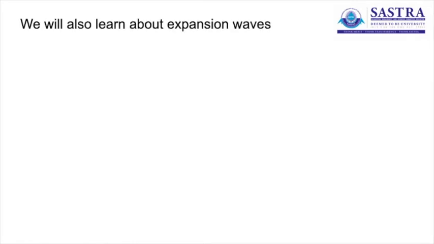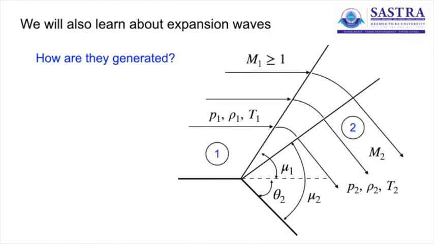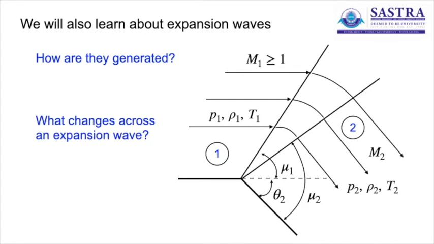So, we will also learn about expansion waves, starting with the question of how an expansion wave is generated, to which the short answer is a supersonic flow is induced to turn outwards, so to speak. And we will ask ourselves, if that happens, how does the flow change across the expansion wave? And how is this process different from what happens across a shock wave, apart from fast expansion, fast compression, if that is it.